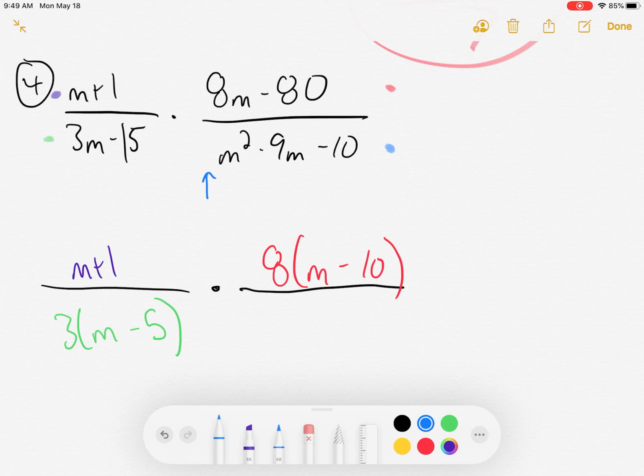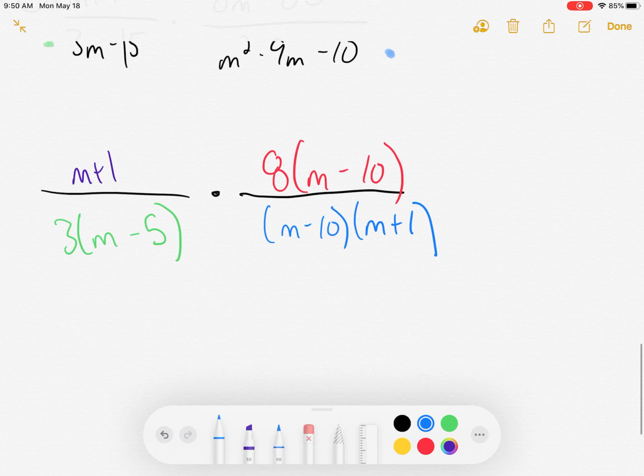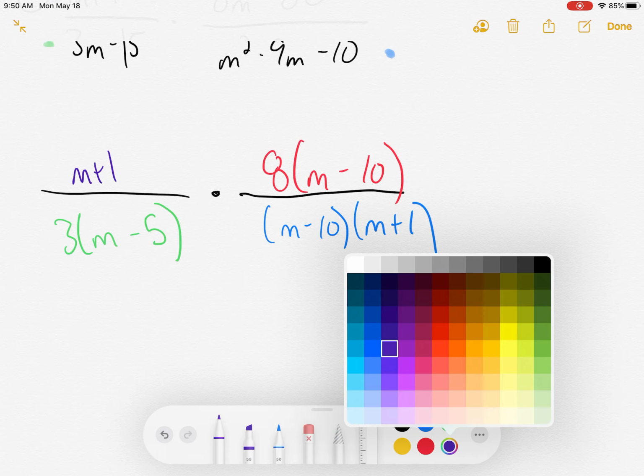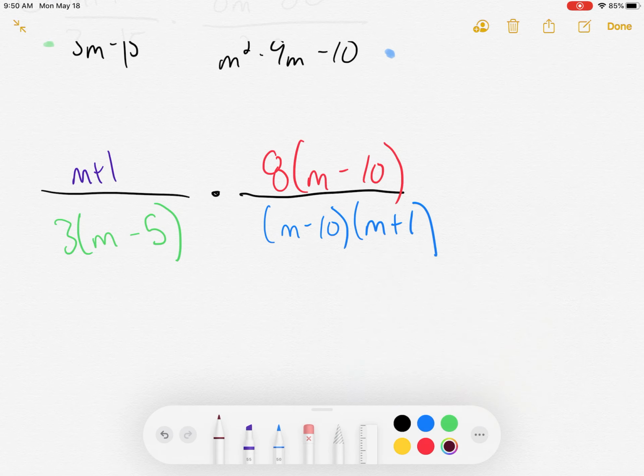Now on the bottom right, this is a trinomial with the a value of 1. So I'm just going to use general factoring. So numbers that multiply to negative 10 and add to negative 9 would be m minus 10 and m plus 1. Okay, now I factored everything. Factor, cancel. Factor, cancel. What looks the same on top and bottom? Well, pick a different color to cross off. We'll go brown. So, m minus 10, m minus 10.